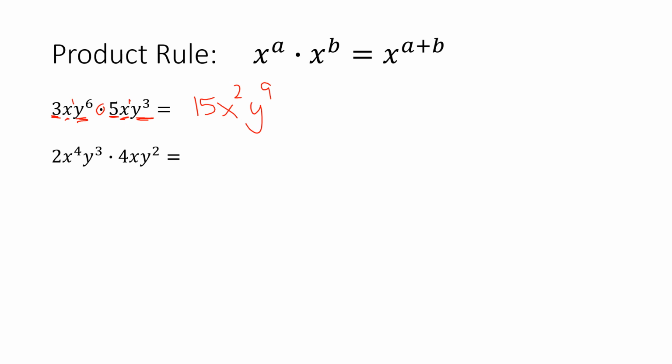Okay, last example here, 2x to the 4th power y to the 3rd power times 4x y squared. All right, so again, this is a multiplication problem. We're going to be putting the like terms together. So we've got a 2 times 4. 2 times 4 is 8. And then if you look at the x's, you have x to the 4th power, x. So that would just be x to the 1st power. So x to the 4th power times x to the 1st power would be x to the 5th power because 4 plus 1 is 5.